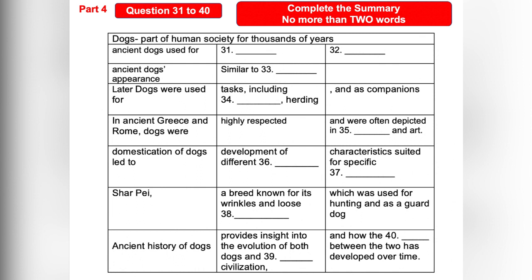During the ancient Egyptian period, dogs were highly valued and were often depicted in art and hieroglyphics. They were also mummified and buried with their owners, indicating their importance in the culture. In ancient Greece and Rome, dogs were used for hunting, as well as for guarding homes and property. They were also highly respected and were often depicted in literature and art.